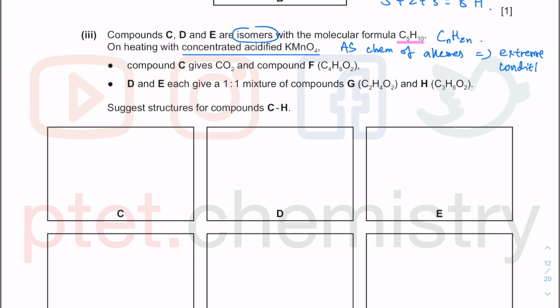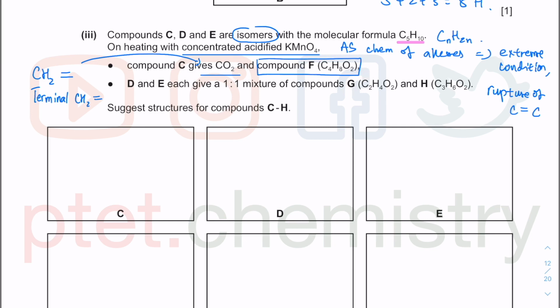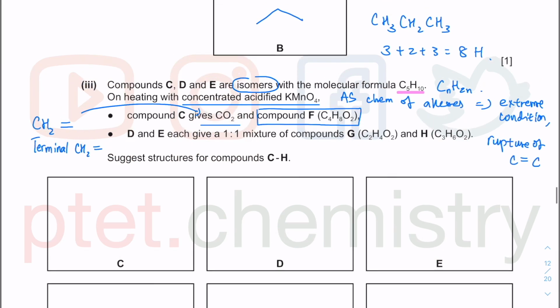When you get the extreme condition for the oxidation of alkene, you're going to get the rupture of the carbon-carbon double bond. When we get CO2, that indicates you must have a CH2 double bond like this. This is what you call terminal. Terminal CH2 will give you carbon dioxide. Now you also get this compound F, which has 2 oxygens. There are 2 other possibilities you can have in a double bond. That was the first possibility. The second possibility is when you have RCH double bond, that will give you RCOH and an oxygen there. So you get a carboxylic acid from a RCH double bond.